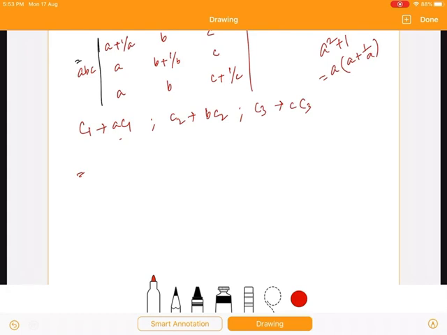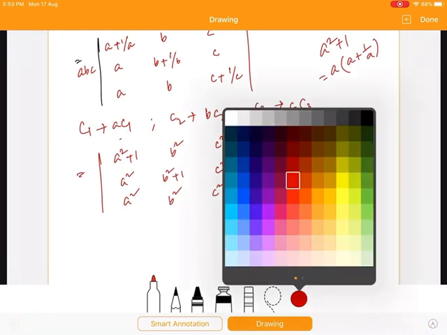Now since we have multiplied ABC, we have to remove this ABC. So it becomes A square plus 1, A square, B square, B square plus 1, B square, C square, C square plus 1. Okay? Now tell me, what will be my next step? Think and tell.